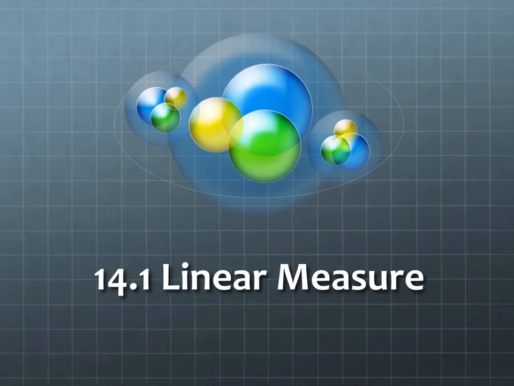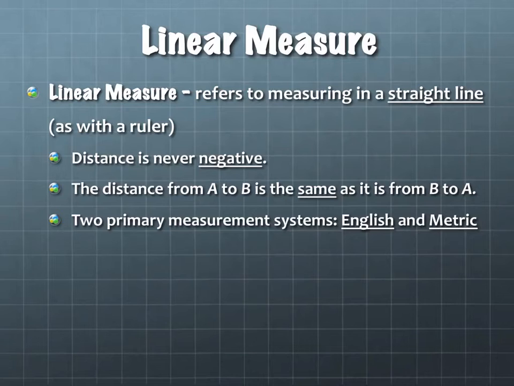So today we're going to take a look at section 14.1. We did an activity related to linear measure, and now we're going to talk about linear measure as it relates to our common measurements as well as metric measurements. So to start with, linear measure refers to measuring in a straight line as with a ruler.